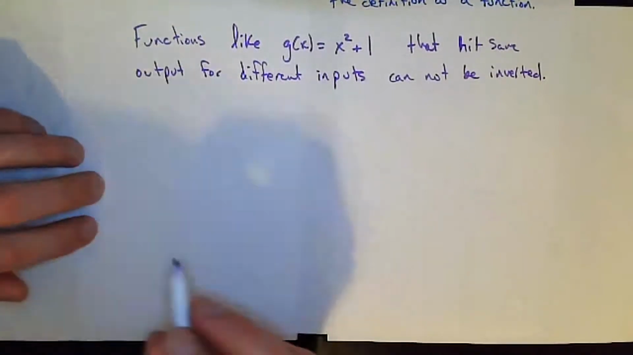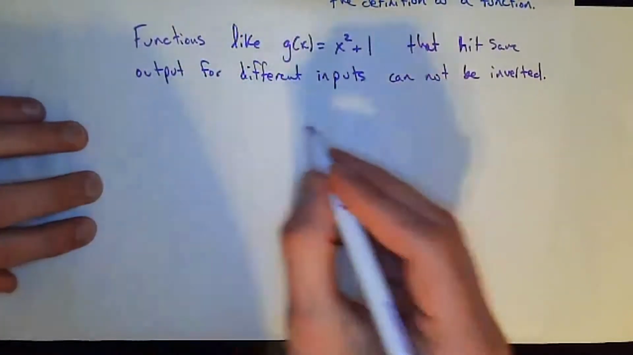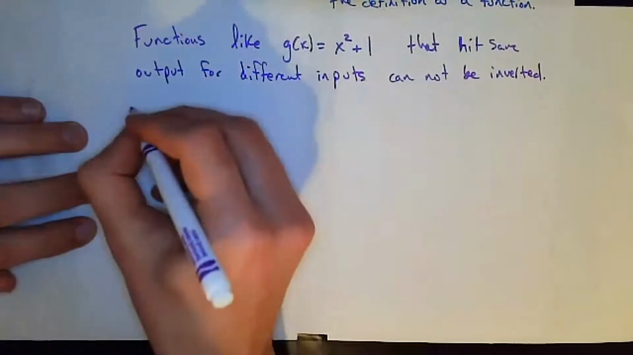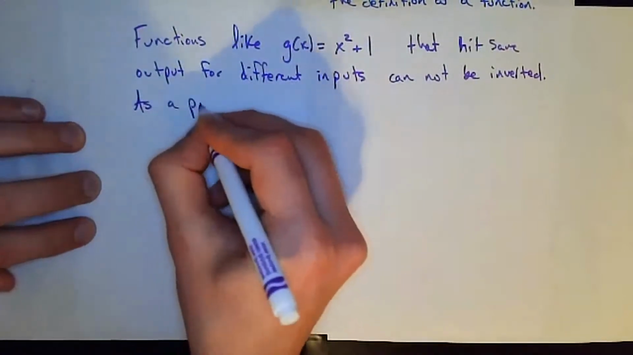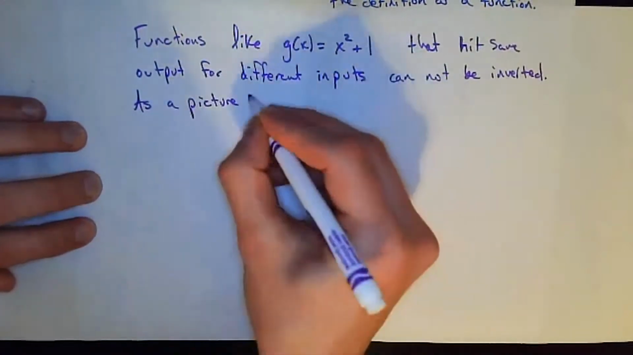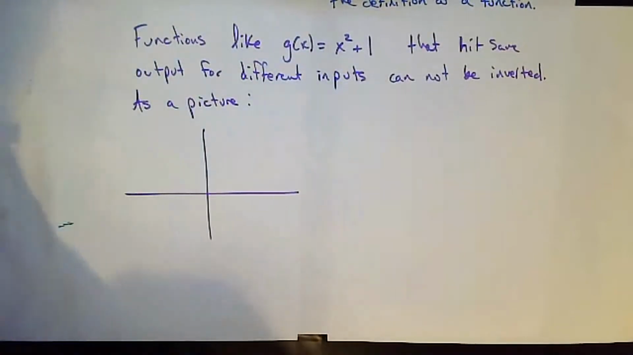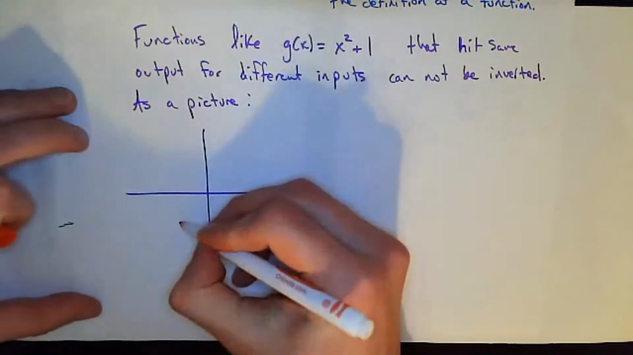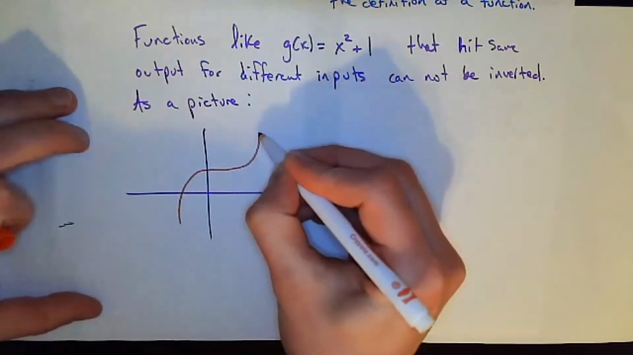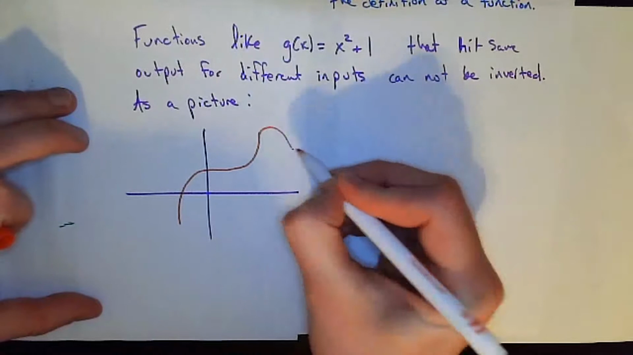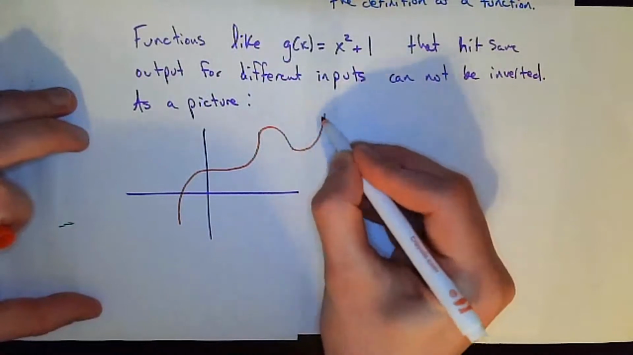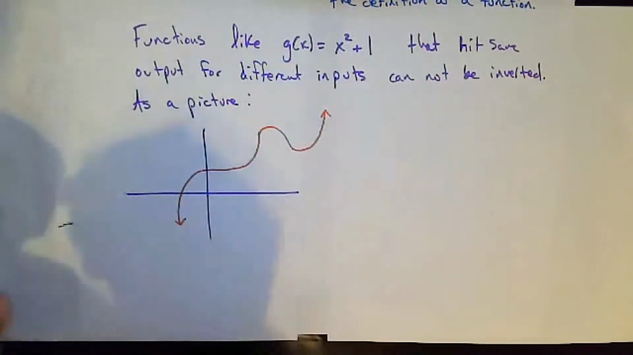Functions that hit the same output for different inputs cannot be inverted. As a picture, what does this mean? As a picture, any kind of function that's going to do something where it overlaps on itself from left to right. That's a wild looking function there.